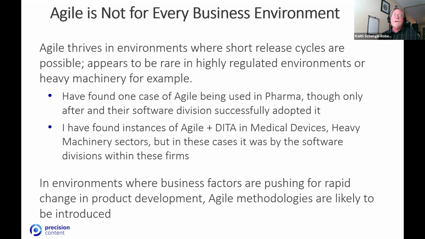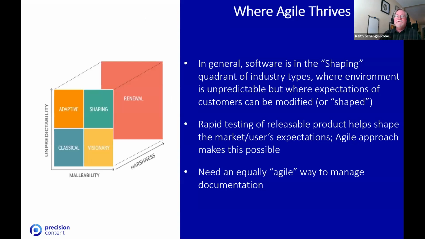So in environments where business factors are pushing for rapid change in product development, agile methodologies are more likely to be introduced. Turning that argument around for a moment, typically if you are in a highly regulated environment, like the pharmaceutical industry, generally speaking, the goals of development are defined at the beginning, and at the end the development is what it is. I don't want to say that it can't be used, because there certainly was one firm that was in fact using it, but it definitely lends itself well to areas that are using software, and that in turn need documentation in that area. So where Agile really thrives is, as I say here, in general, software is what is known as being in the shaping quadrant of industry types, where the environment is unpredictable, but where expectations of customers can in fact be modified or shaped.